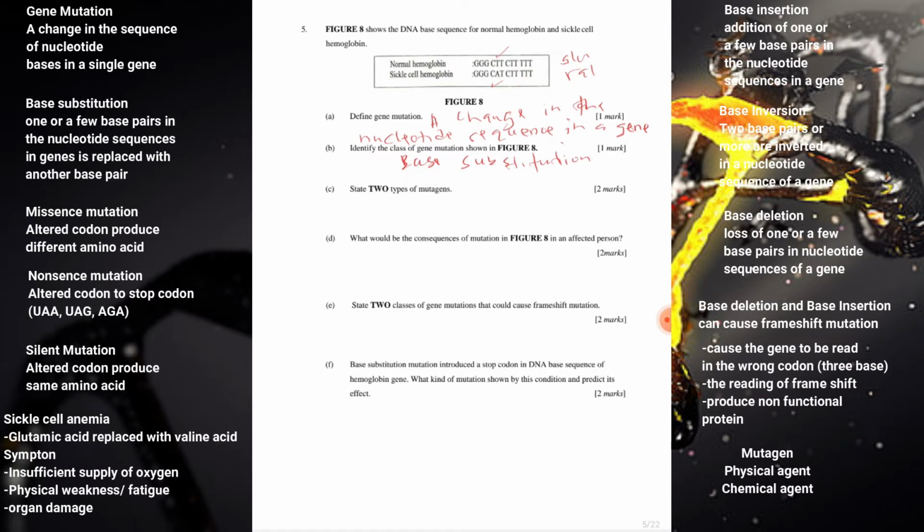State 2 types of mutagen. As you know, there are 2 types of mutagen. The first one is physical agent. The second one is chemical agent. Examples of physical agents are UV, ultraviolet ray, gamma ray, or alpha particle. Chemical agents are mustard gas, chlorine, or ethidium bromide.